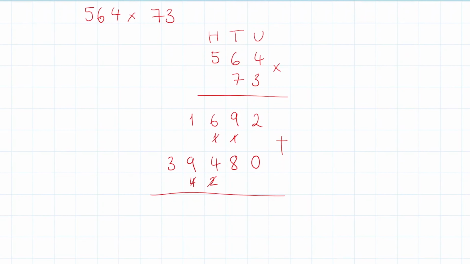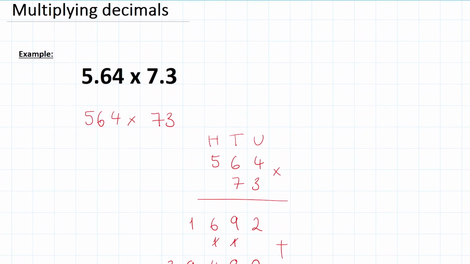So 2 add 0 is 2, 9 add 8 is 17, so I write 7, carry the 1. 6 add 4 is 10, add 1 is 11, so write 1, carry the 1 onto the next column. 1 add 9 is 10, add 1 is 11, so write 11, carry the 1. And I have 3 left, so 3 add the 1 that we carried is 4. So 564 times 73 is 41,172.